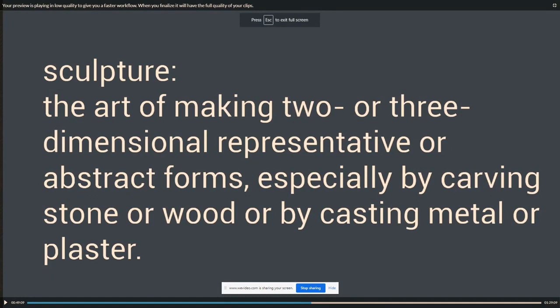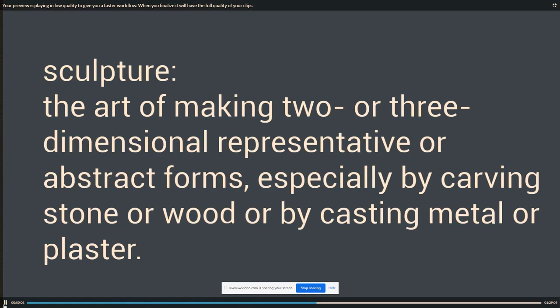All right, so let's first talk about what sculpture is. It is the art of making two or three dimensional representative or abstract forms, especially by carving stone or wood or by casting metal or plaster. So the two things that we're going to concentrate on right now are what representative means and what abstract means.